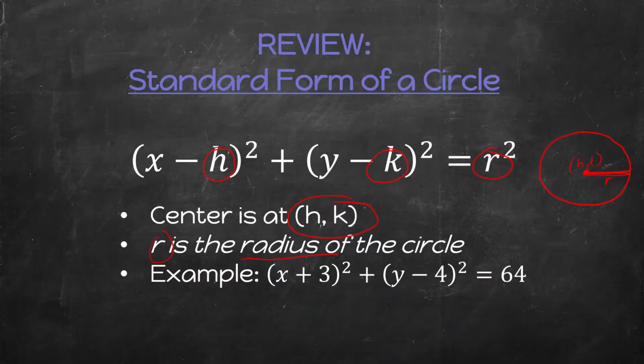Identify natin. Ano yung center niya? 3 and 4. Ayan. So, since minus yon, papalitan natin yung sign. So, instead of positive 3, it will become negative 3. Ito naman ay negative 4, it will become positive 4. Ayan yung center ng ating circle. Next naman, yung radius niya, since r squared yon, kunin natin square root ng 64. Ang radius niya ay 8.